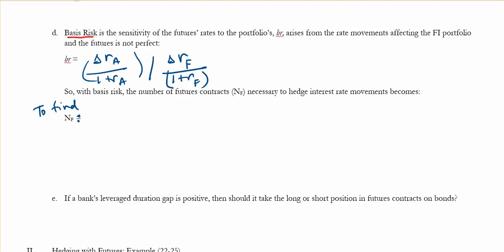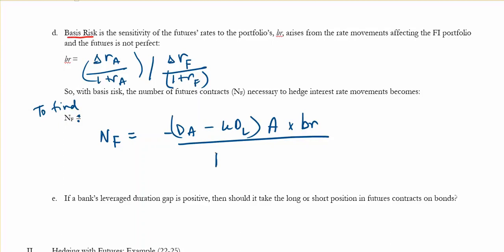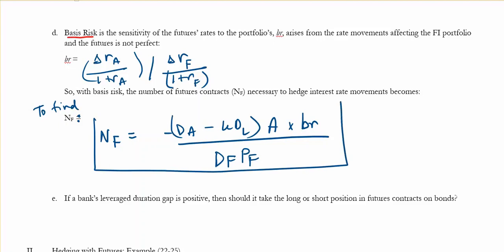And we would get this term. I'll leave it to you to work that out from the previous proof. But as you can see, it looks a lot like the assumption without basis risk. Essentially, without basis risk, we're assuming this BR term is 1.0.